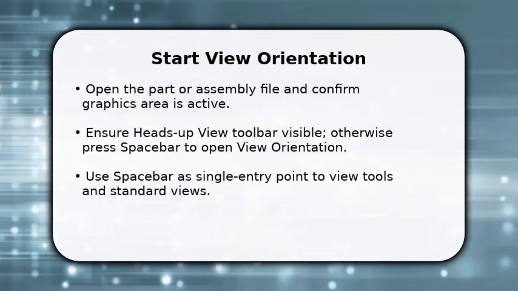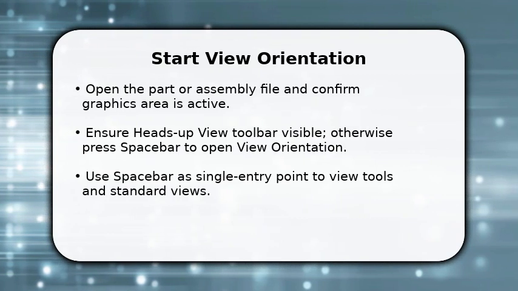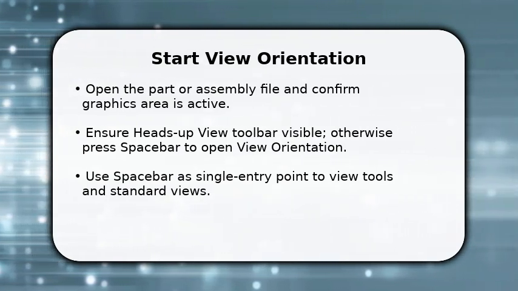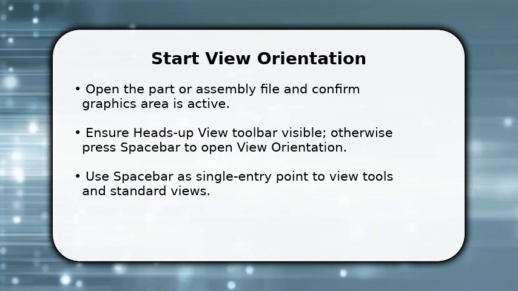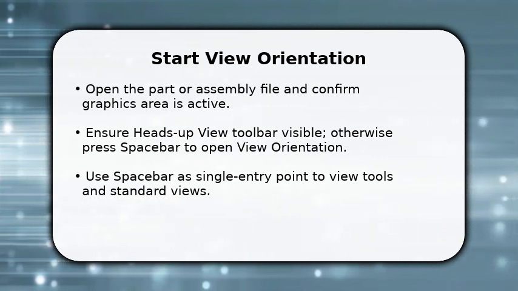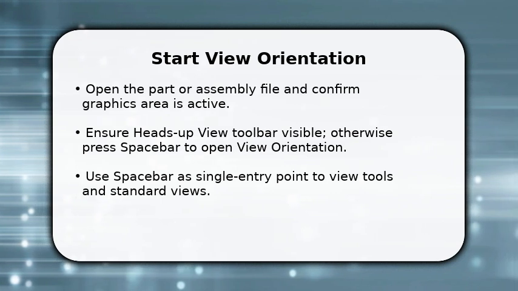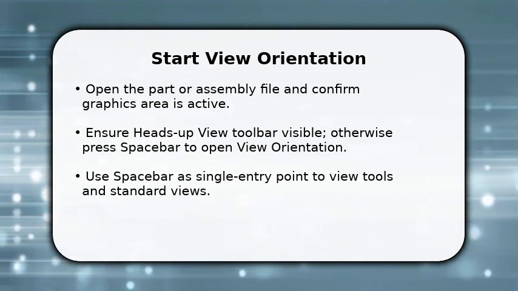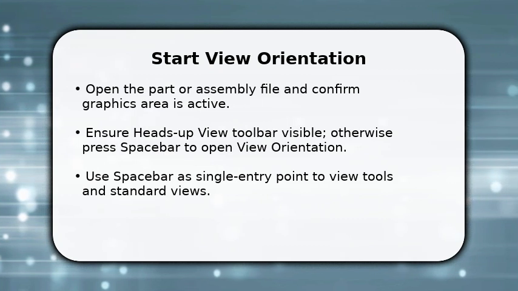You start with the model open and your graphics area active. Once done, press the spacebar to open the View Orientation dialog. You do this because the spacebar is the single, consistent entry for all view commands, no separate menus needed. So, open the dialog, glance at the cube and thumbnails, and prepare to pick a standard view.